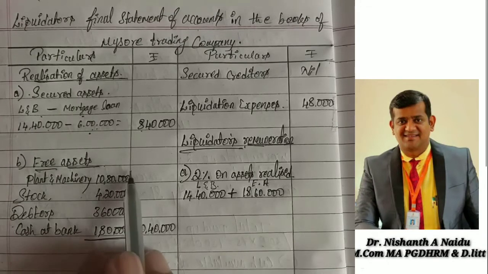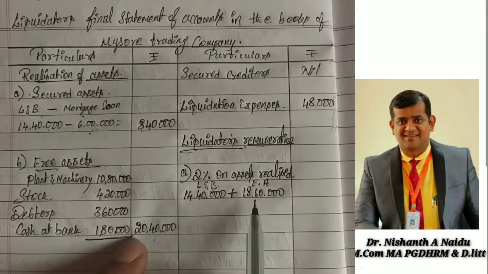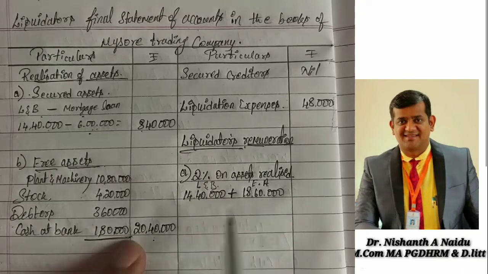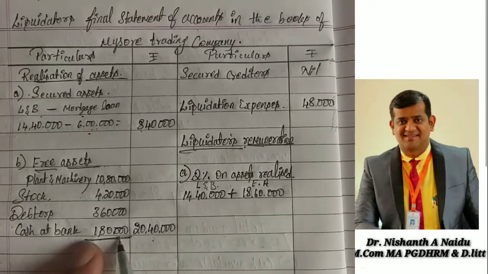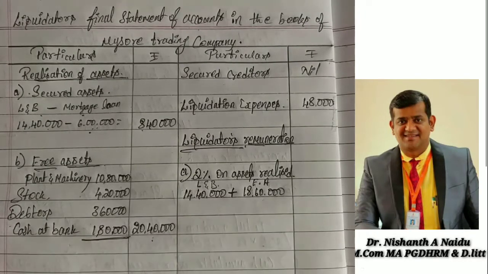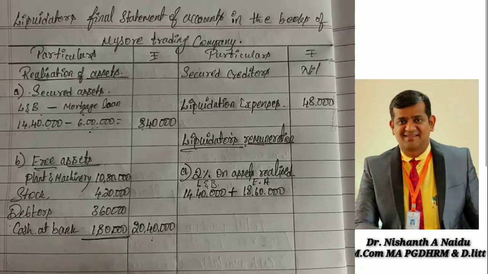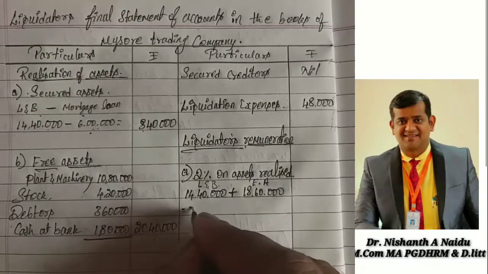That means I have calculated all this. That comes to 20,40,000. Since we should not include cash in this amount, 20,40,000 minus 1,80,000 gives 18,60,000 rupees as the other assets. Now add this to 14,40,000. 18,60,000 plus 14,40,000. So the total we get is 33,00,000.